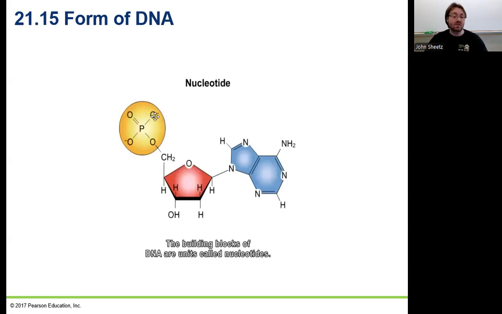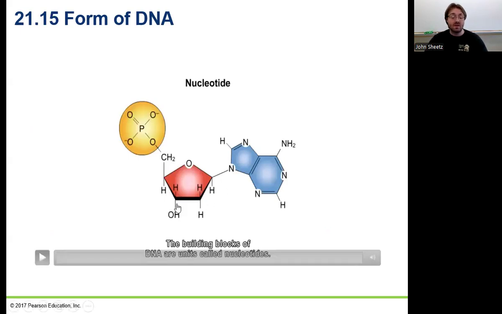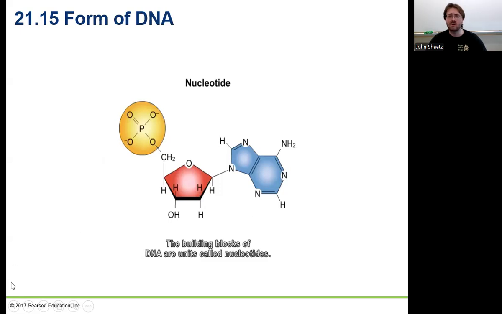So this is kind of what it looks like. Here's our phosphate group. Here's our deoxyribose sugar, and here's our nitrogenous base. So this little video will help demonstrate what I've been describing with some visual aids. The building blocks of DNA.